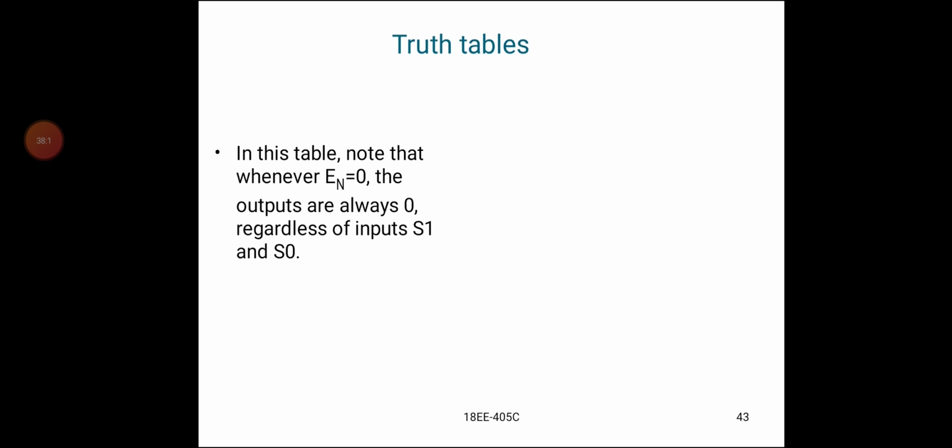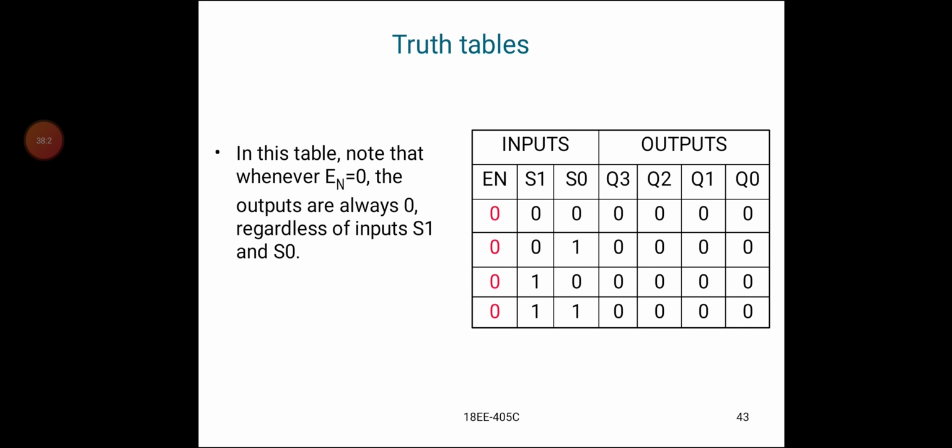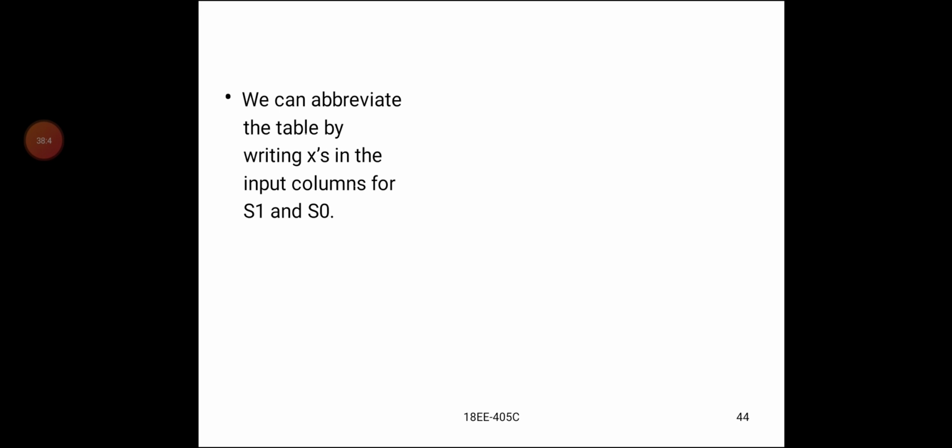Truth table. In this table, note that whenever enable is 0, the outputs are always 0, regardless of the inputs S1 and S0. That is shown when the enable input is 0: regardless of the S0 and S1 combinations, all outputs Q3, Q2, Q1, Q0 are zeros. We can abbreviate the table by writing X's in the input columns for S1 and S0.